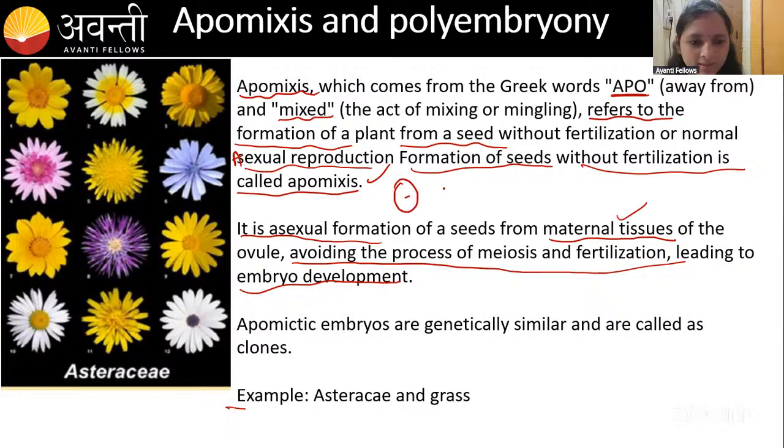This is the megaspore mother cell. This is the female gametophyte. This is the embryo sac. Now you tell me, is the megaspore mother cell diploid or haploid?